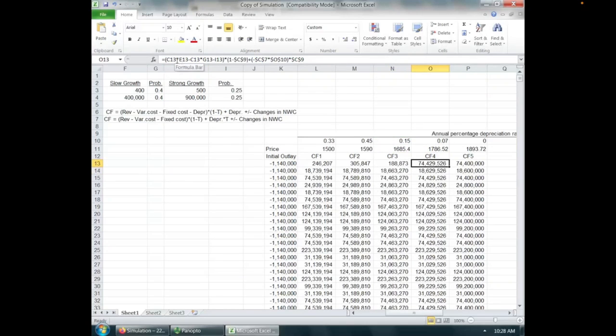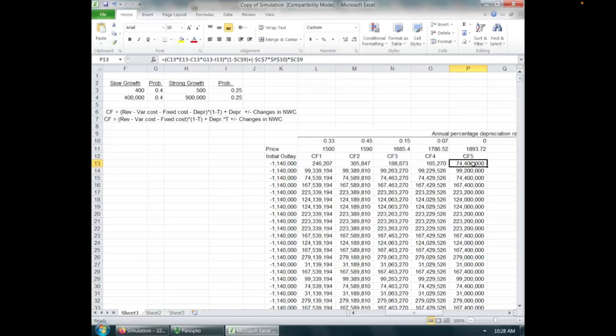Year 4 cash flow, again, units times the price in year 4, minus units times the price in year 4, times 0.45, minus the fixed cost of 70,000, times 1 minus tax rate, add back depreciation tax shield, and add to that the investment in working capital. So units times the price in year 4 minus units times the price in year 5, which gives us the cash flow in year 4.